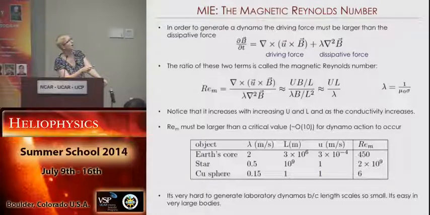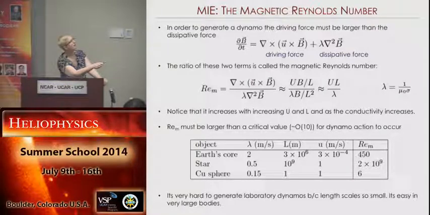And if you use characteristic scales for everything, you end up finding that this goes as the velocity times the length scale divided by the magnetic diffusivity, okay? So this is the magnetic Reynolds number, and if you do some theoretical analysis, you find out that this number has to be bigger than at least roughly 10. Simulations tell us probably 20 to 50-ish, okay, in order to get dynamo action going.